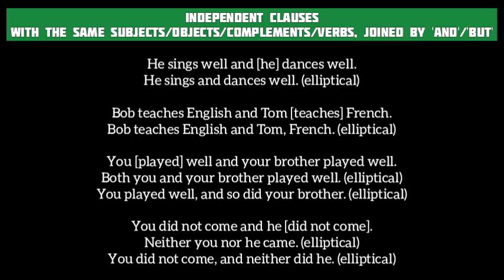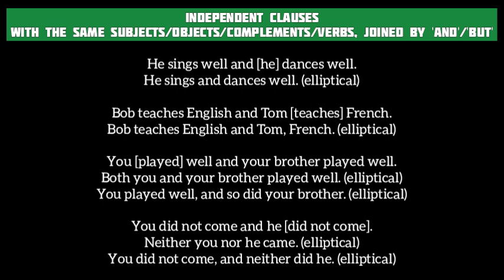When two or more independent clauses joined by and or but have the same subjects or objects or complements or verbs, this repetition of the subjects, objects, complements or verbs is eliminated through ellipsis. In these examples, the word or words to be ellipted or omitted from the full sentences are shown in brackets.